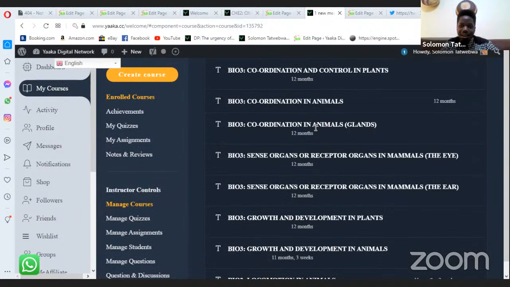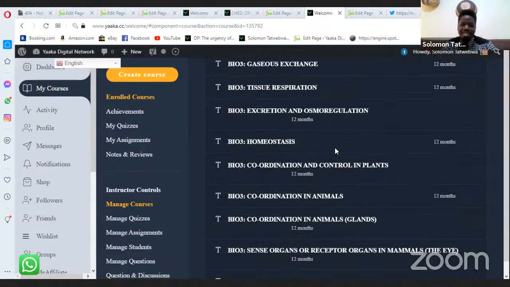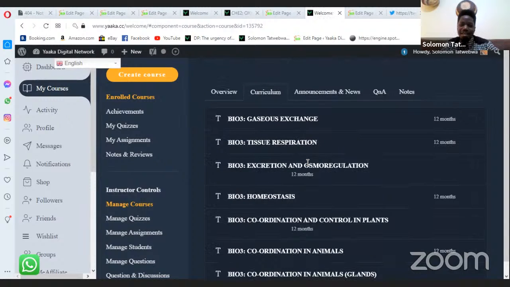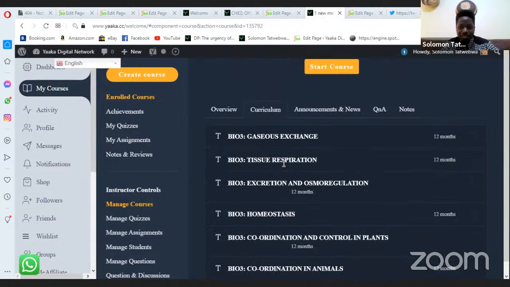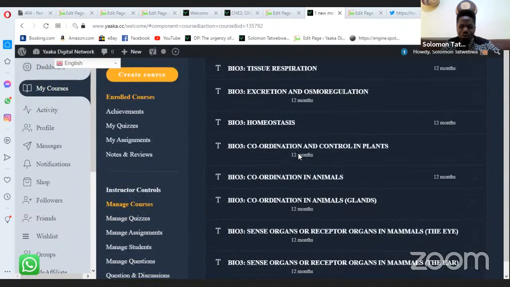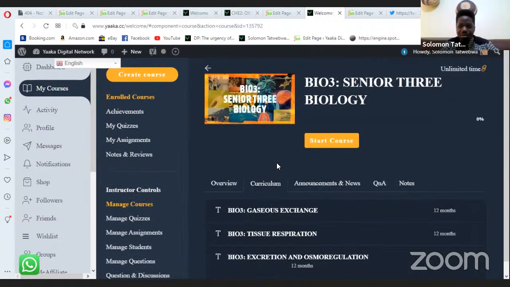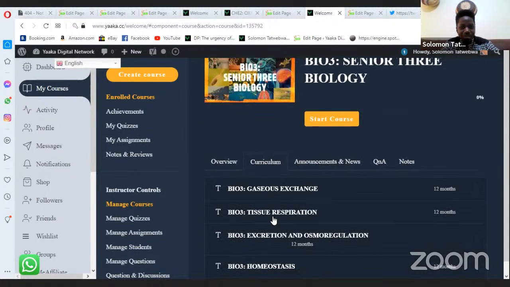If you say coordination in animals is sometimes hard to understand, can we go through that? I'll always be glad for us to go through it and do the exercises, the activities, and the assignments. Okay, so go through the course, look at all these units, find out the ones that you would love to cover most or cover first, and we can always cover them, right?